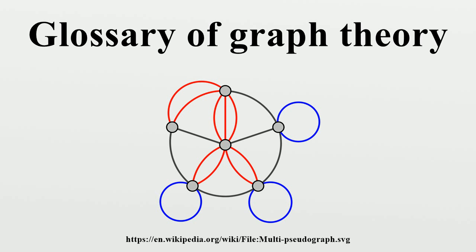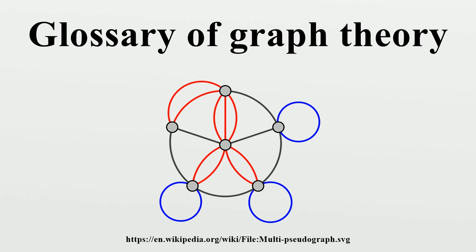Hypercubes. A hypercube graph is a regular graph with 2^n vertices, 2^(n-1)n edges, and n edges touching each vertex. It can be obtained as the one-dimensional skeleton of the geometric hypercube.